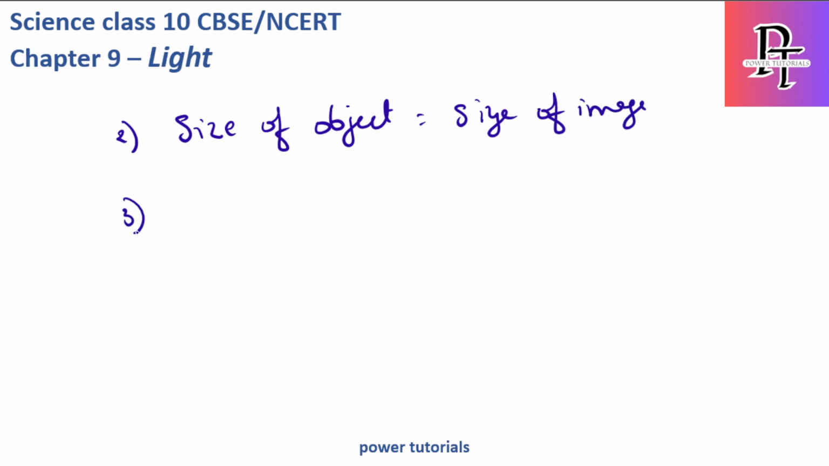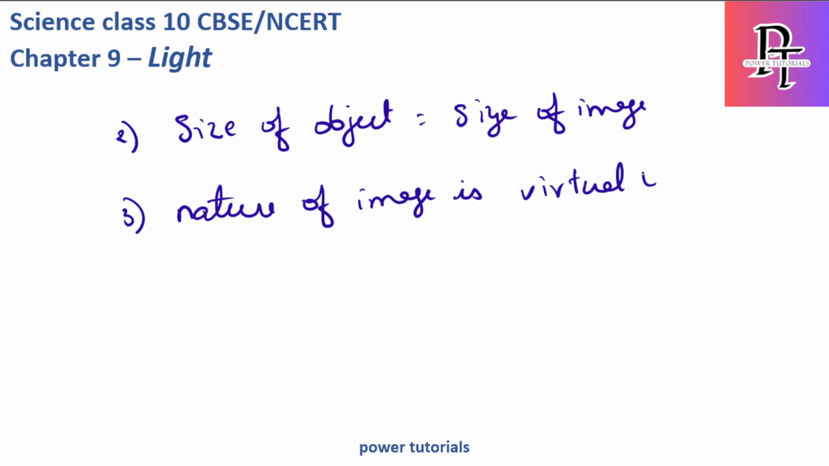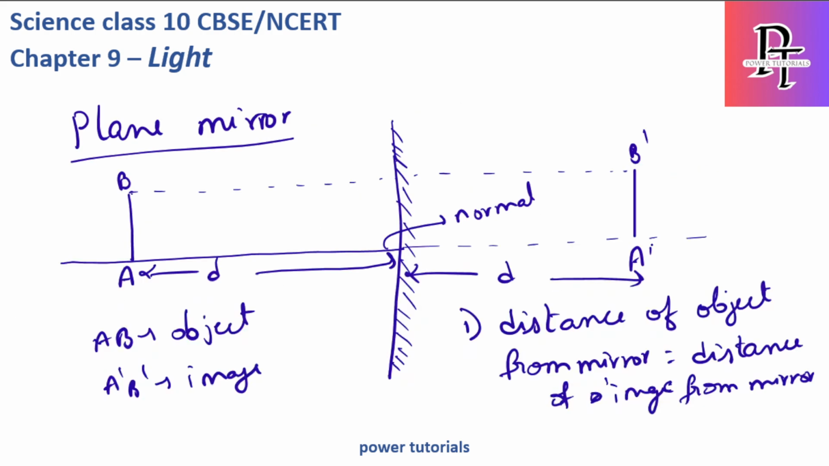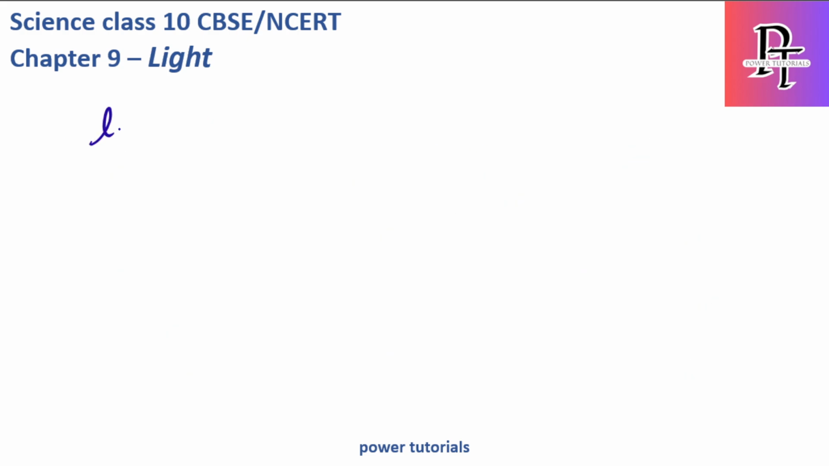What is the nature of the image? The nature of the image is virtual and erect. So you have to remember this: virtual and erect. If it were inverted, then we would call it inverted, but here AB is the object and A dash B dash is the image, which is on the same line, the size is the same, and it is a virtual image forming behind the mirror. Okay, so these are the things you have to remember for the plane mirror. And then the next topic is the laws of reflection.